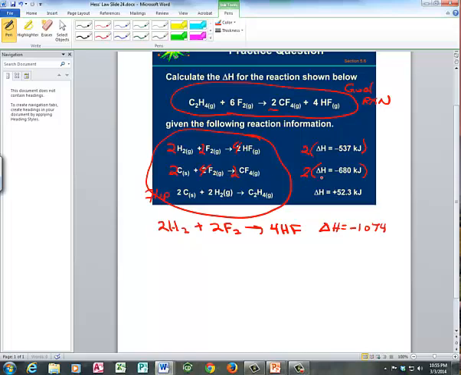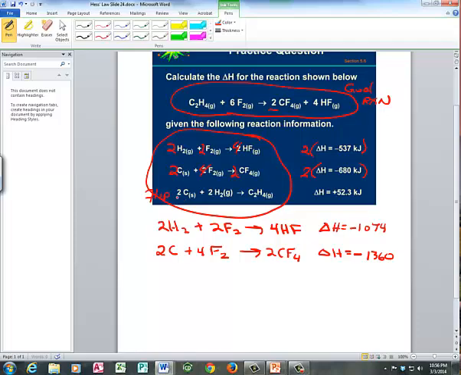Over here, what have I got? I've multiplied everything by 2, so I need to multiply my delta H by 2 as well. So that's going to be 2 times minus 680, which gives me minus 1,360. So let's go ahead and write the reaction first. That's 2 times carbon plus 4 F2s, and that's going to give me 2 CF4s and a delta H that's equal to minus 1360.